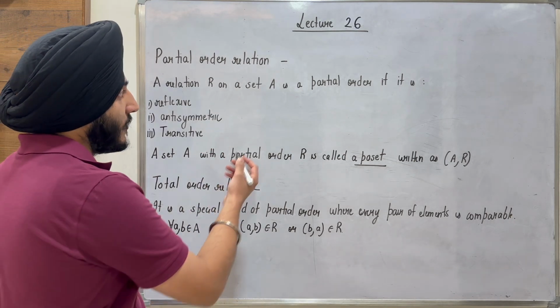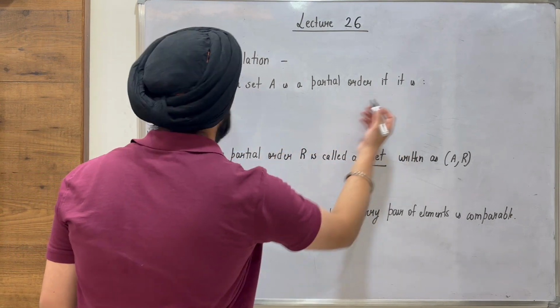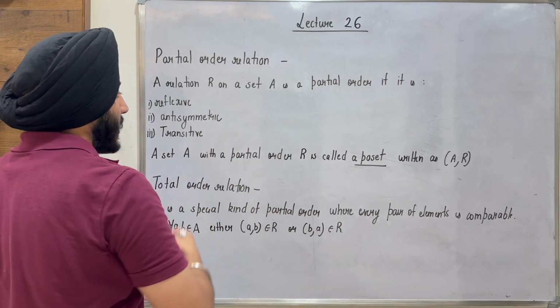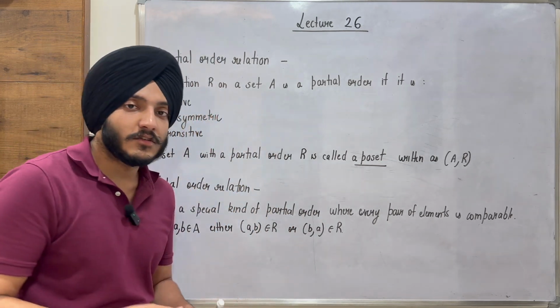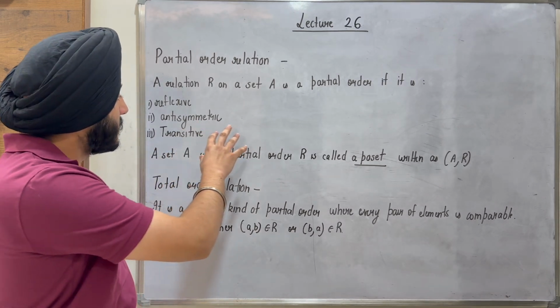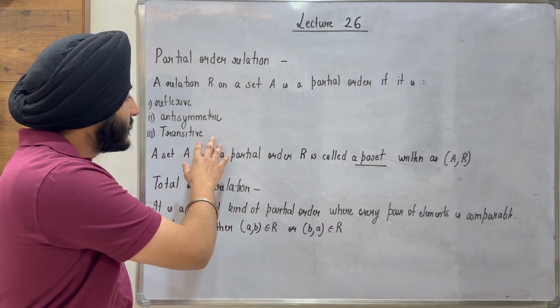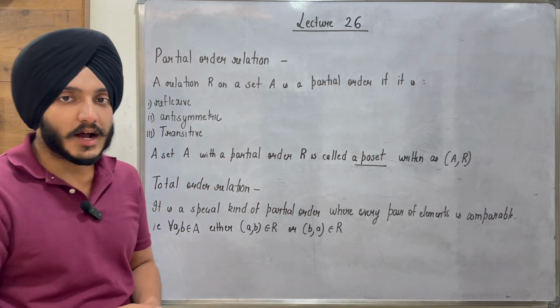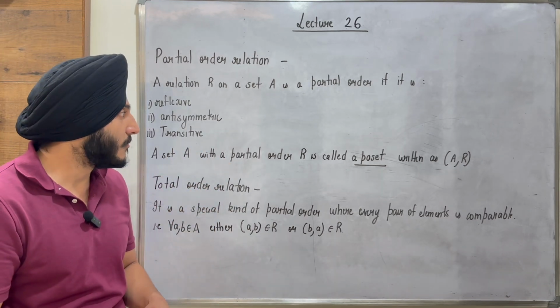A relation R on a set A is called a partial order if it is reflexive, antisymmetric, and transitive. So there are three special conditions. I hope you all already understand what it means to be reflexive, antisymmetric, and transitive, but I'll still give an explanation of what it means.